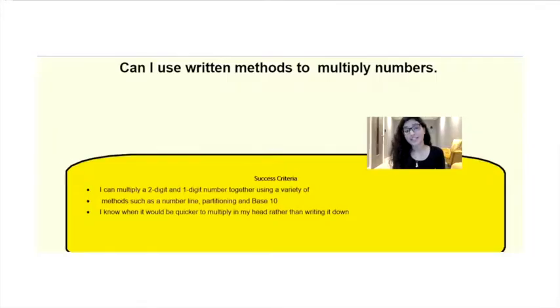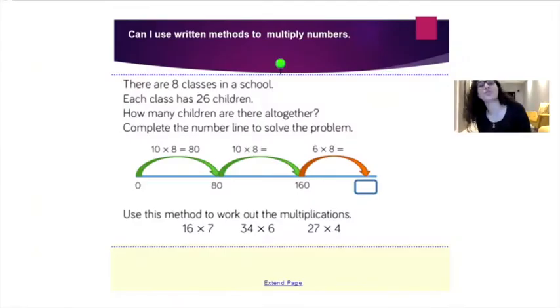The learning objective for our maths lesson today is, can I use written methods to multiply numbers? Here is our first question then. It says, there are 8 classes in a school. Each class has 26 children. How many children are there altogether? Complete the number line to solve the problem.